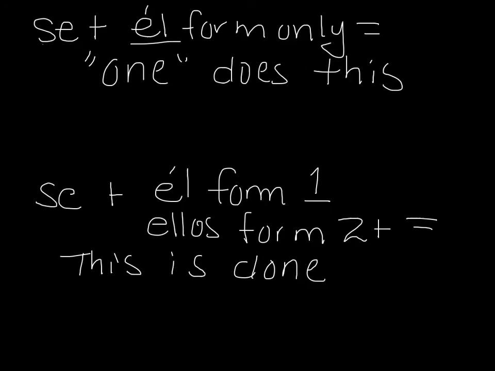So in review, we have two different ways to use this se in order to impersonalize a statement. The first is called the se impersonal, and it's se plus the él form only of the verb. And we do this when we want to say one does this, when the subject is one in general. And then when we want to say this is done instead and flip the object into the subject slot and avoid even the one as our subject, we use a se also. And sometimes we use the él form if we have one thing, but we need to be careful that if we have more than one, then we do make it plural. And that would end up saying this is done.